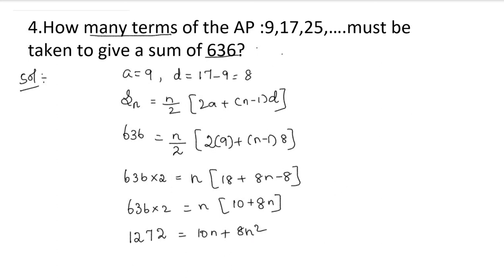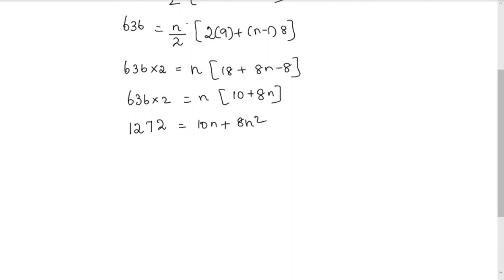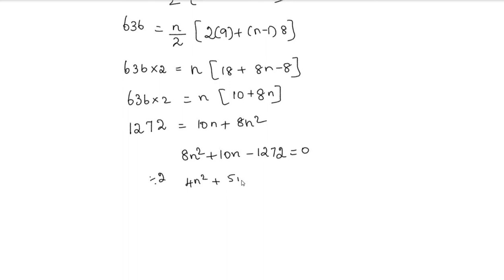What is my next step? I can bring this 1272 to this side, so it becomes minus 1272 is equal to 0. When I divide it by 2, what will I get? 4n square plus 5n minus 636 is equal to 0.